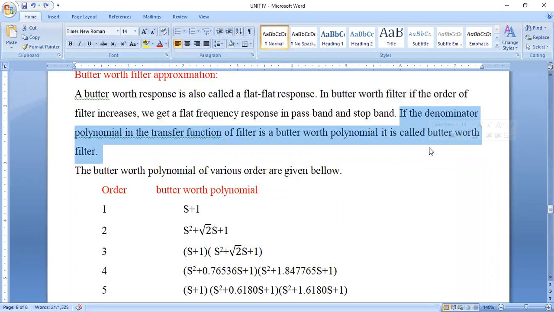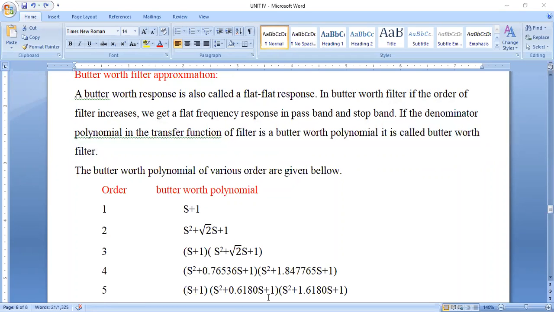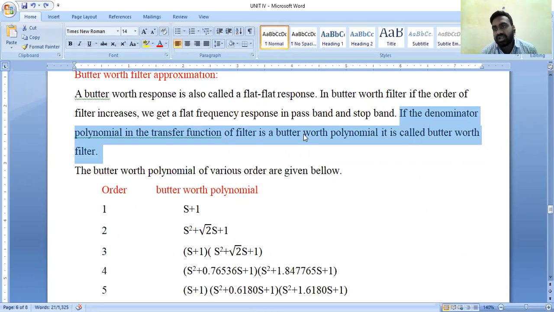How can we define the Butterworth filter? We look at the denominator of the polynomial of the transfer function. After analyzing a particular filter, whether it is a low pass or a high pass filter, or a first order or a second order filter, if the denominator of its transfer function is a Butterworth polynomial, then that transfer function is identified as a Butterworth filter.